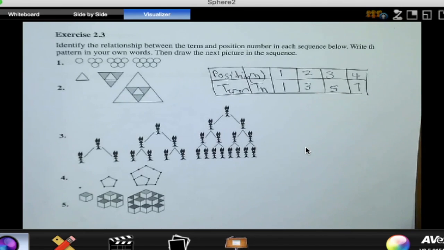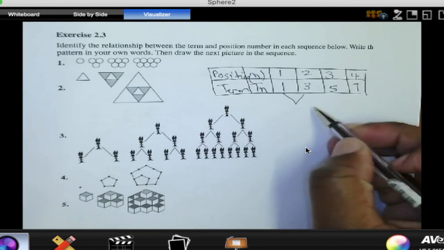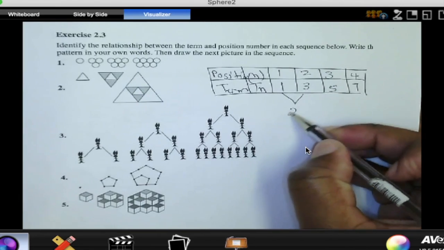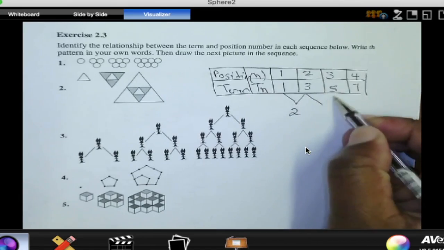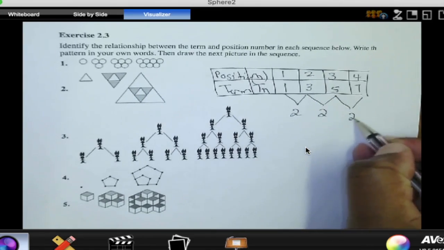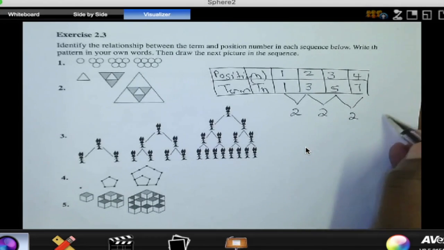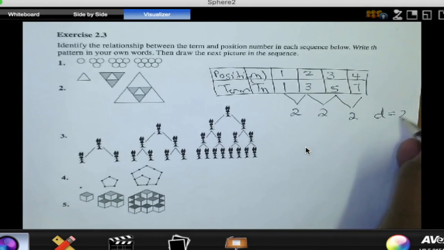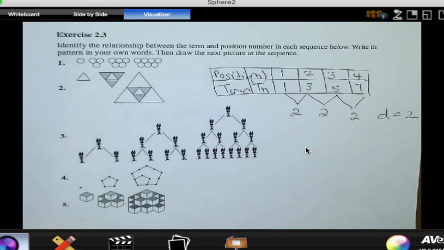What kind of sequence is this? Like 1, 3, 5, 7? It's linear, right? It's linear. What is 3 minus 1? 2. What is 5 minus 3? 2. And what is 7 minus 5? 2. So we have a constant difference. So that is our D there. So it means D is equal to 2.